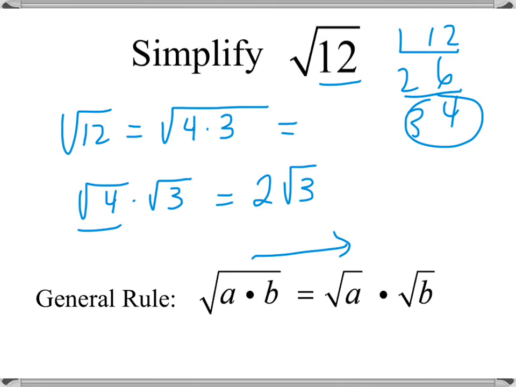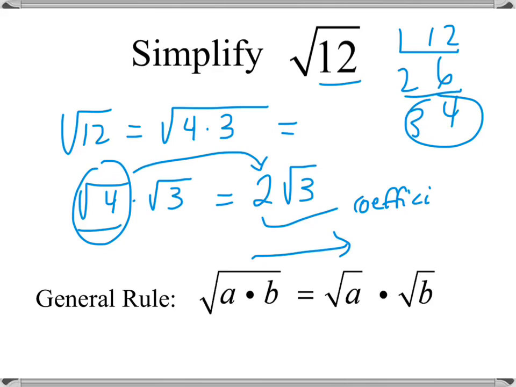Okay, meaning the square root of 4 becomes 2, and since I'm multiplying that by the square root of 3, 2 just becomes a coefficient. So this is a coefficient of the radical, much like you have a coefficient of a variable.